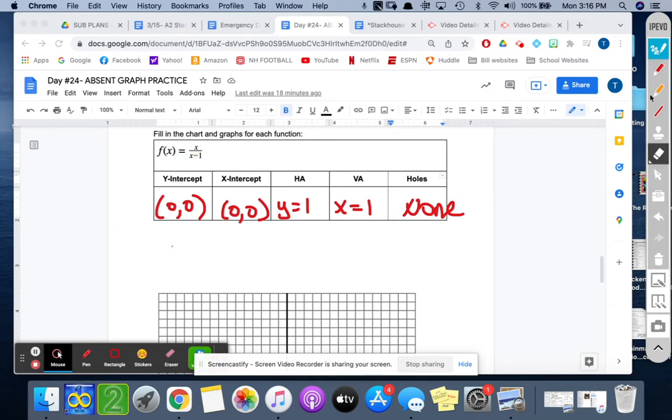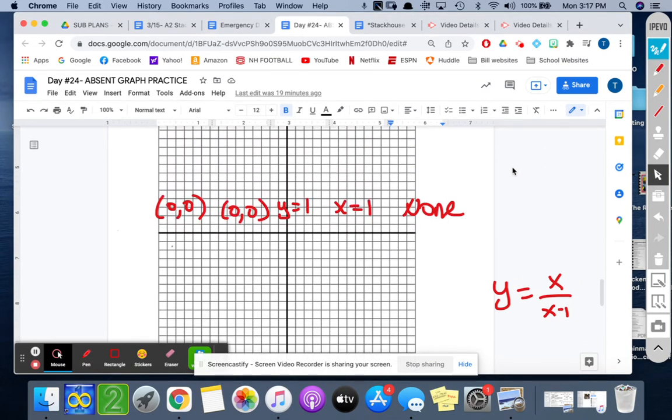Now I'm going to scroll down a little bit, but first I'm going to write that equation just so I have it when I scroll down. So x over x minus 1. That's why I should double check. Okay. So as I scroll down, time to graph.